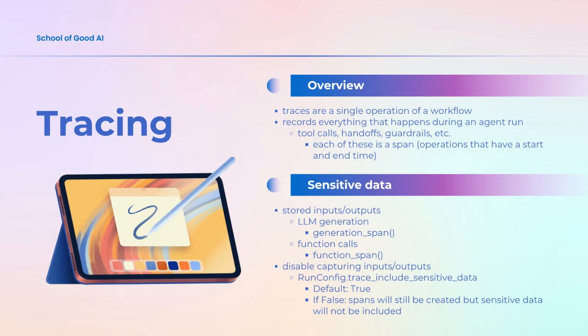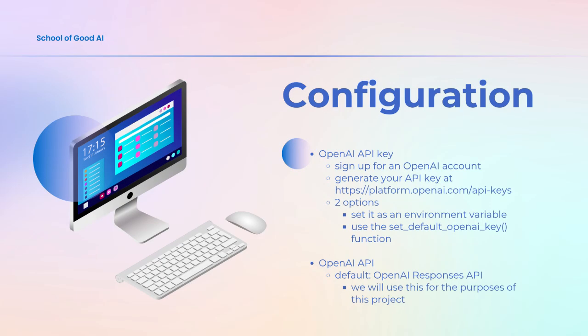The SDK also supports tracing, which records everything that happens during an agent run and helps you debug. This encompasses tool calls, handoffs, guardrails, and more. Each of these mechanisms is called a span. To access data stored in spans, such as LLM generations and function calls, you can call generation span and function span, respectively. Finally, to run your agents, you'll need an OpenAI API key.